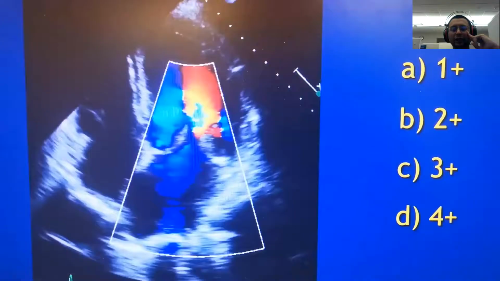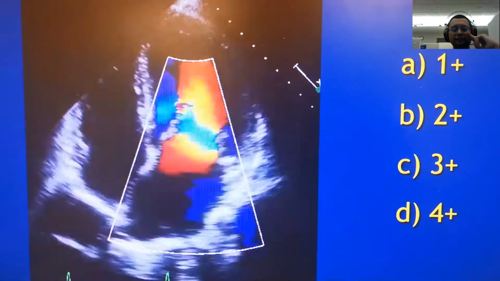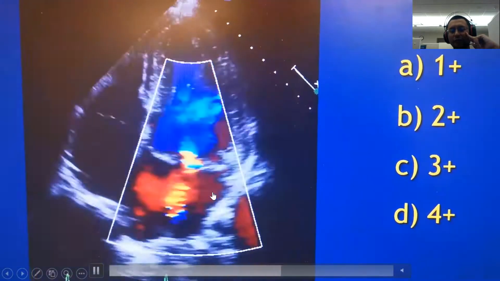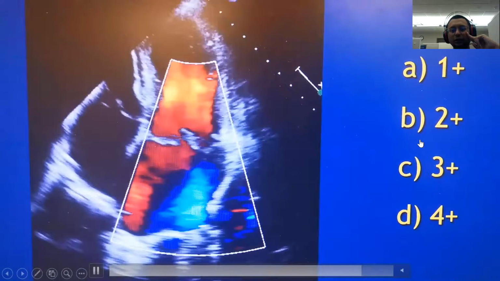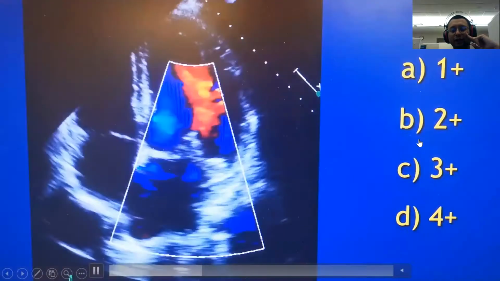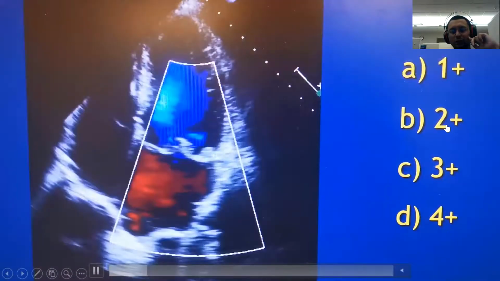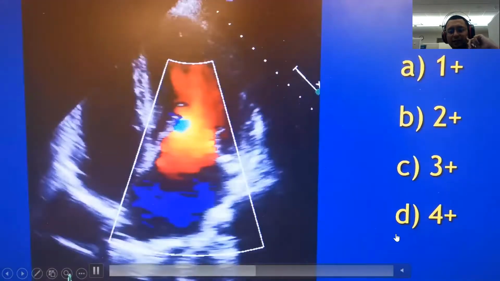Right. All right. What about the next one? This is a different case. So look at this echocardiogram and look at the mitral regurgitation. I just wanted both of you to say the answer, and it can be different. Severity. Is it 1+, 2+, 3+, 4+?